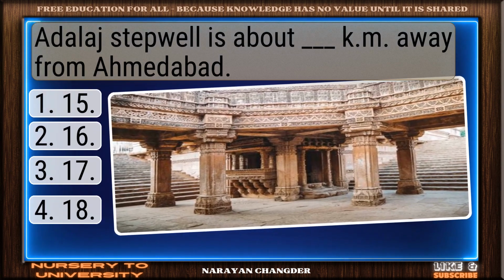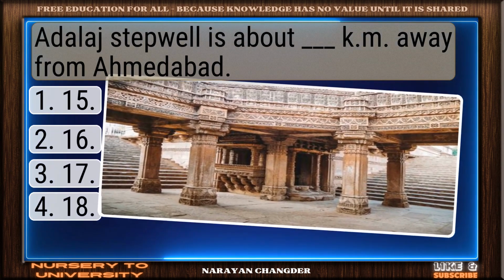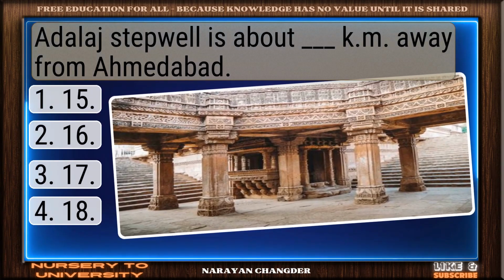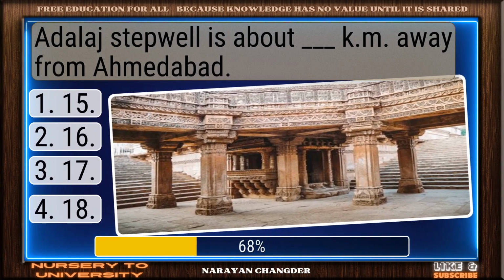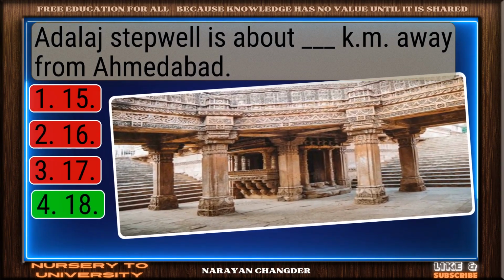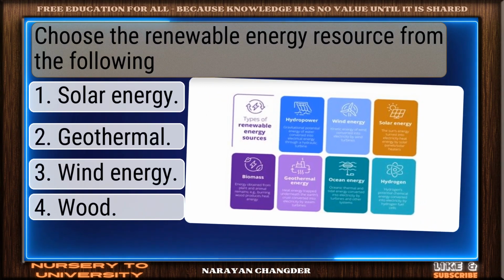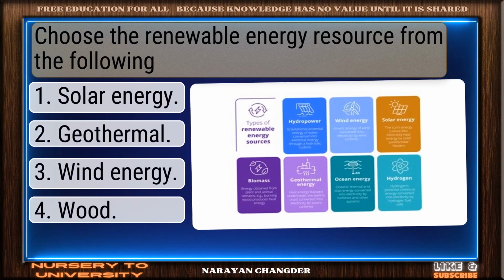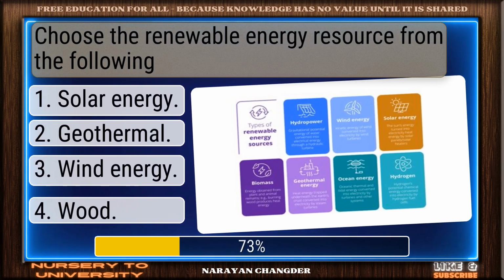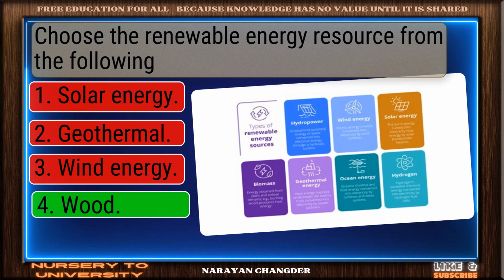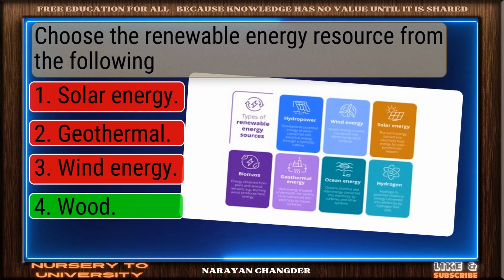Adalaj stepwell is about dash km away from Ahmedabad. Well done. 18 is the right choice. Choose the renewable energy resource from the following. Strong choice. Wood is the right answer.